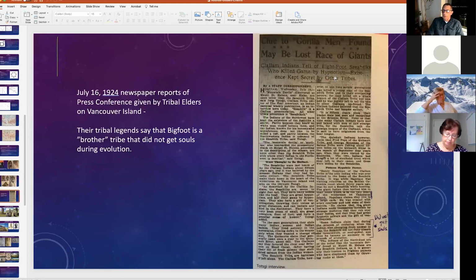This was a newspaper article. It was in the back of that book, Tribal Bigfoot, where the Indians announced, on Vancouver Island, that a bunch of Bigfoot attacked and killed some people. This was in 1924. The Indians said, look, in their tradition, that these things are anomalies in the process of evolution.